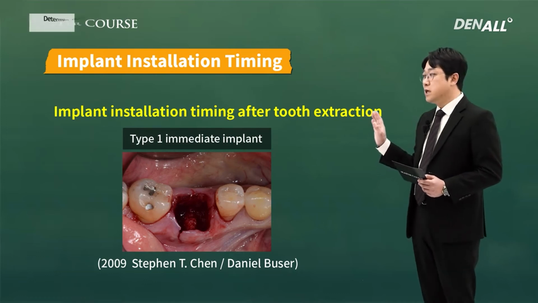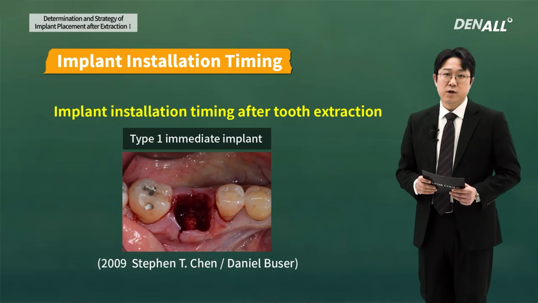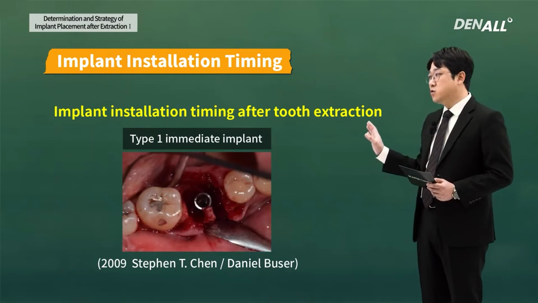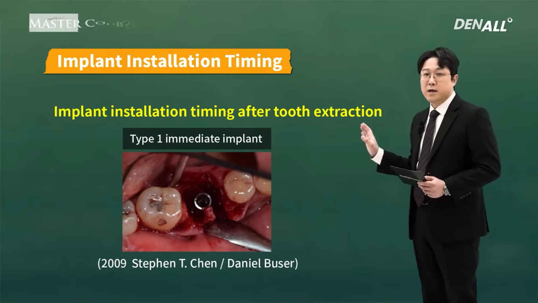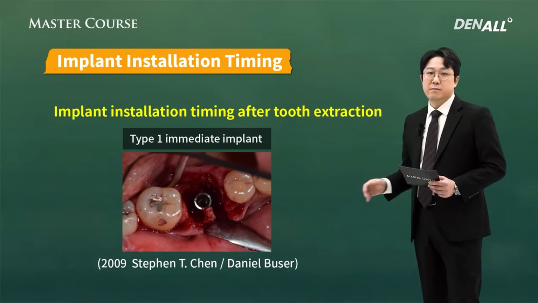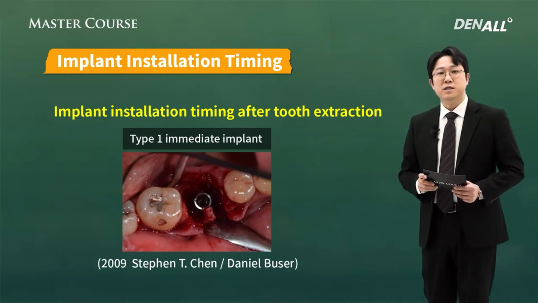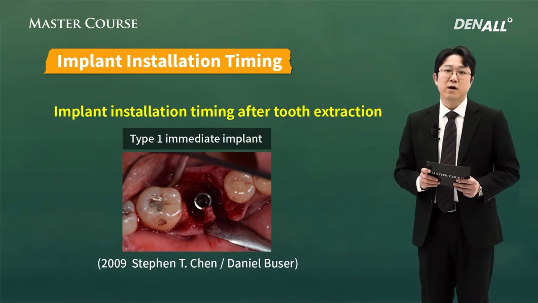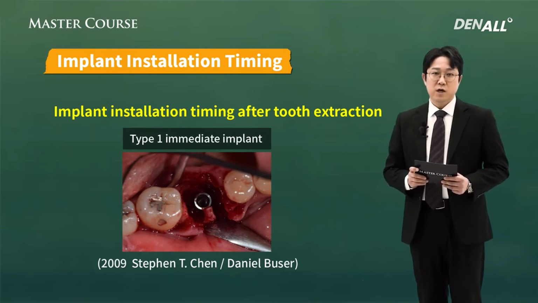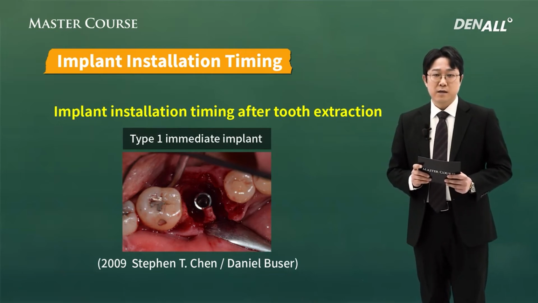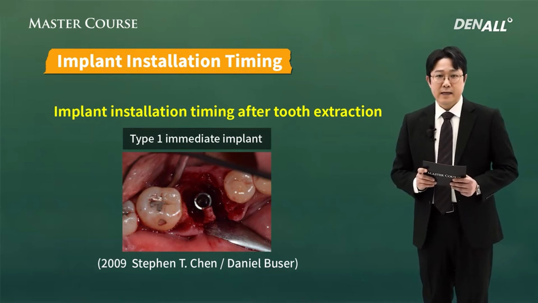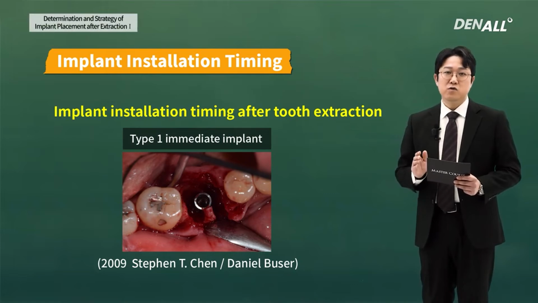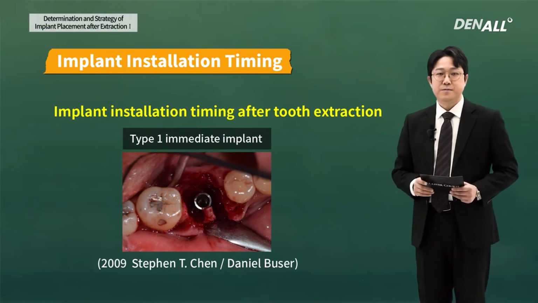Type 1, immediate implant placement. Literally, right after extraction or within 1 week, the implant is placed. As you can see, bone or soft tissue healing is absent. Immediate implant placement in the socket. There is no bone fill, so it is very difficult to place the implant with initial stability. And if you need bone graft, it is difficult to cover with soft tissue, but if you treat well, the treatment period can be significantly reduced. This is a huge merit.